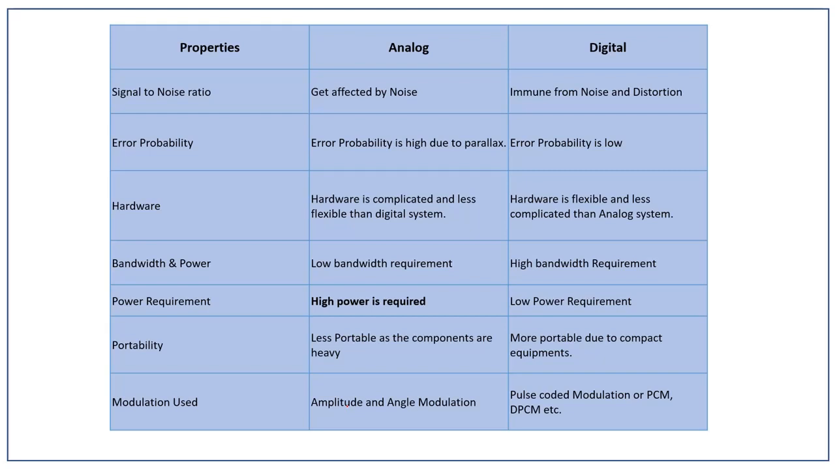In terms of bandwidth and power, digital communication has a high bandwidth requirement, but a very low power requirement. As we have seen, the power requirement is actually to increase the signal-to-noise ratio, that is, to reduce the noise. Since digital communication does not depend upon the initial waveforms, the noise doesn't matter. So we have a low power requirement, and the portability is very high in digital communication.